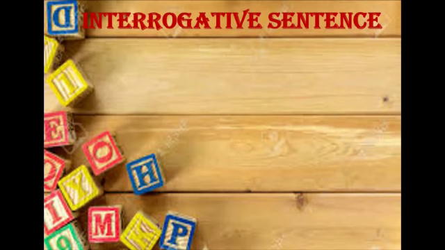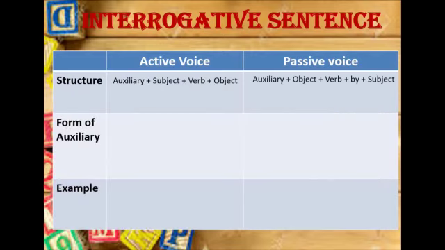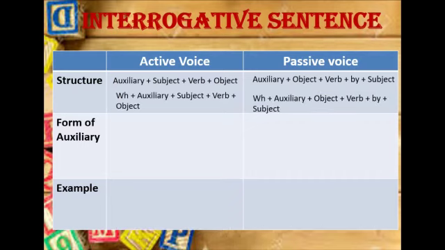Now let's discuss interrogative sentences. The structure of interrogative active voice is auxiliary plus subject plus verb plus object, and passive voice is auxiliary plus object plus verb plus by plus subject. The first one is the structure of yes-no question, and the second one is WH question. So the structure in active voice of WH question is WH plus auxiliary plus subject plus verb plus object, and in passive voice it is WH plus auxiliary plus object plus verb plus by plus subject.